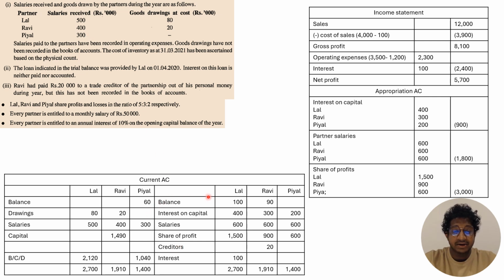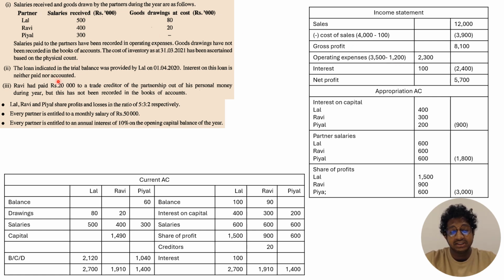So when the salary is appropriated, current account credit, and when those salaries are paid in cash, you have to debit to the current account as salaries reimbursed. But in this case, they recorded that in operating expenses. So from the operating expenses, you have to minus that.